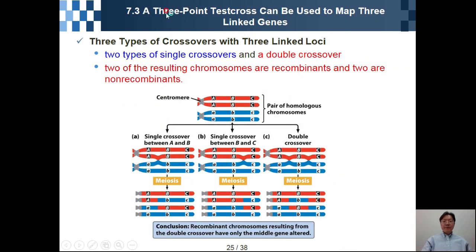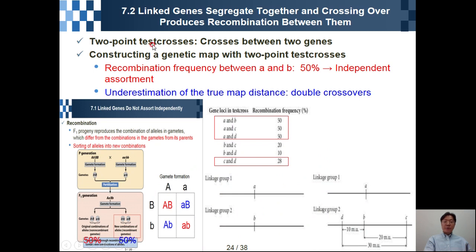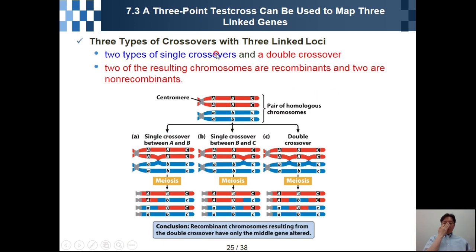In this slide, we will learn the three-point test cross. Three-point test crosses can be used to map three linked genes. Previously, we only used two-point test crosses, which are crosses between two genes. Now we will think about three-point test crosses between three linked genes. Usually in three linked loci, three types of crossover can happen.